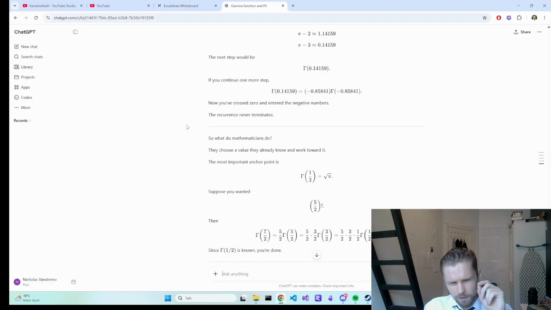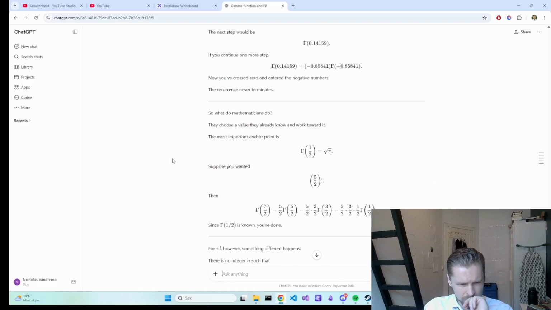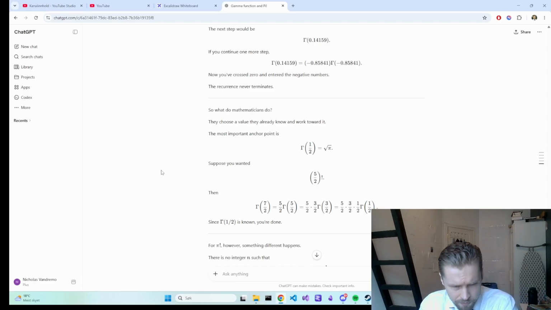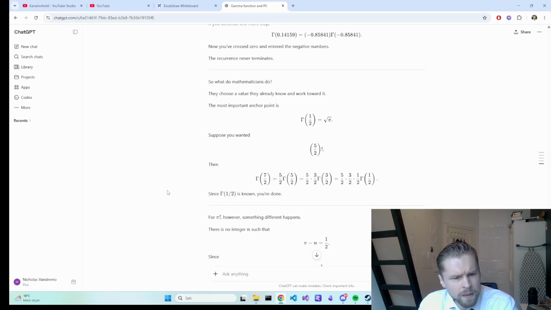They choose a value that they already know and work toward it. The most important anchor point is the gamma of, I'm just going to call it gamma, right? Gamma of 1/2. So then we have, yeah, square root of pi, right? Suppose you want to calculate the factorial of 2.5, and then you add 1 to it, obviously, and then you get this, you get that. And you can stop the function because you already know what that function is.